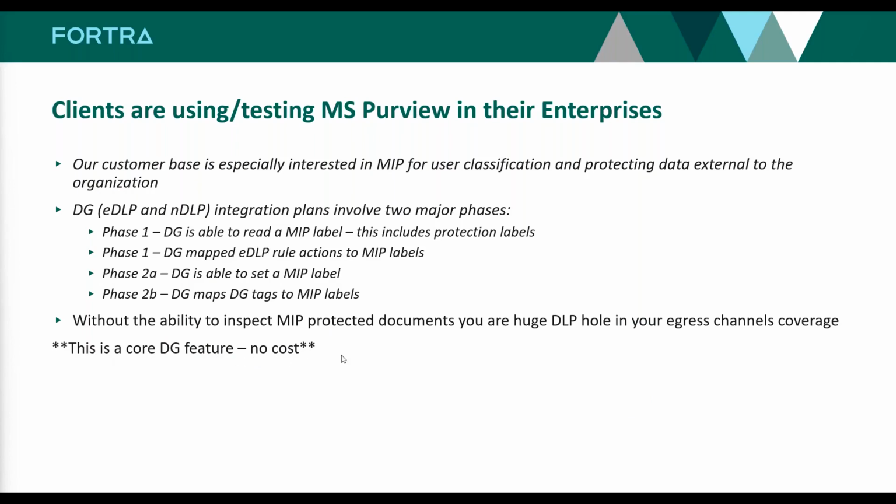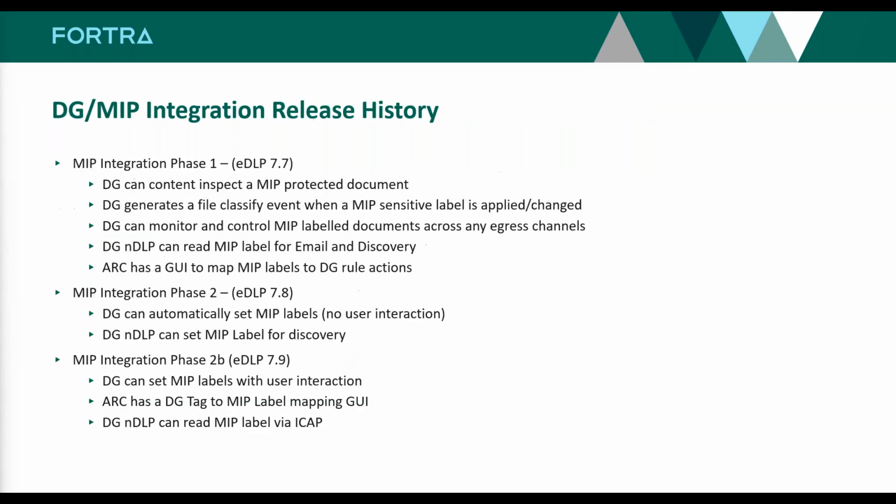This is another thing that's important. This is a core feature to DG. There's no cost associated with this. A lot of clients don't even know we have this, right? So we have it. We've had it since October of last year. Phase 1 was released last year, right? So in 7.7, that was our first version of MIP integration.